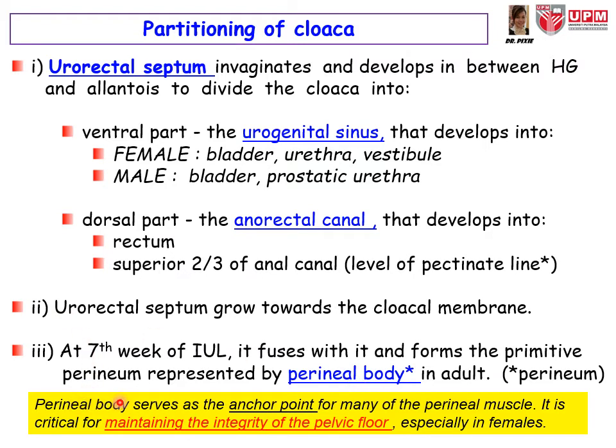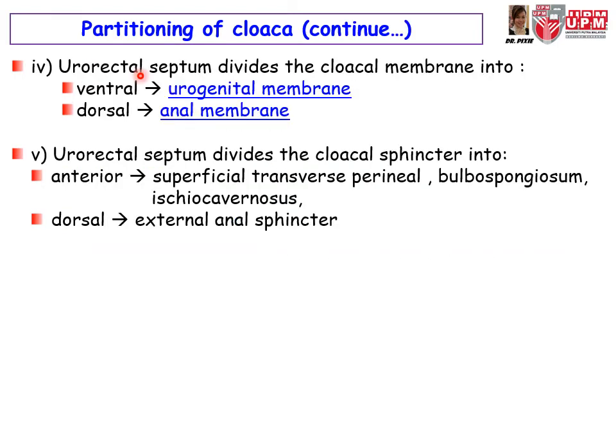The function of the perineal body is that it is an anchor point for many perineal muscles. It is critical for maintaining the integrity of the pelvic floor, especially in females. Further on, the urorectal septum partitions, or intersects, the cloacal membrane into two parts. Ventrally, it becomes the urogenital membrane, and posteriorly, it becomes the anal membrane.